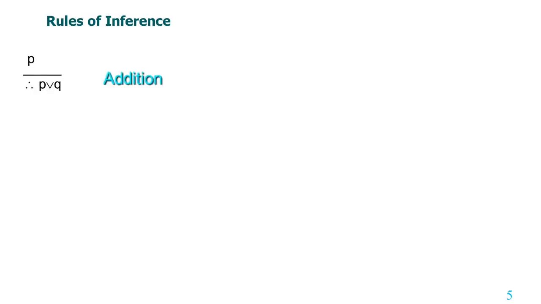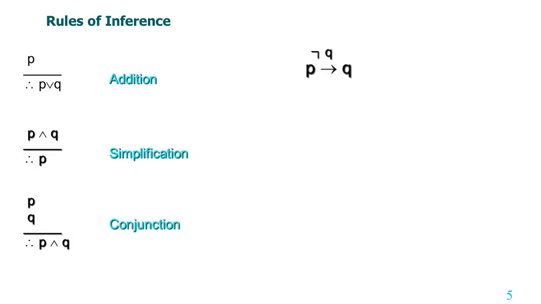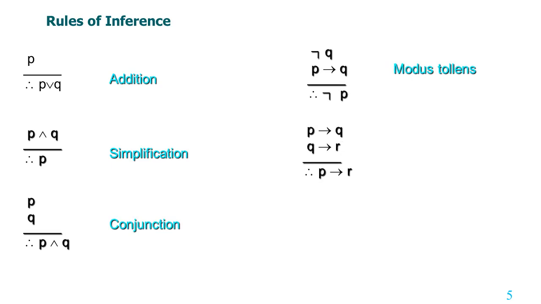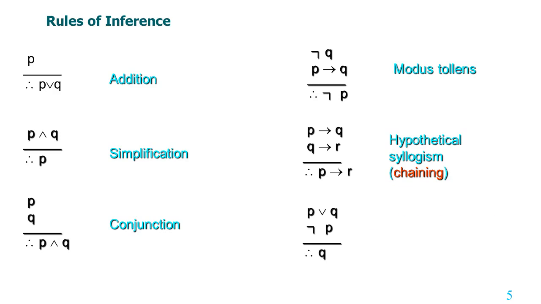There are several rules of inference I discussed: addition, simplification, conjunction, modus tollens, hypothetical syllogism, chaining, and disjunctive syllogism.